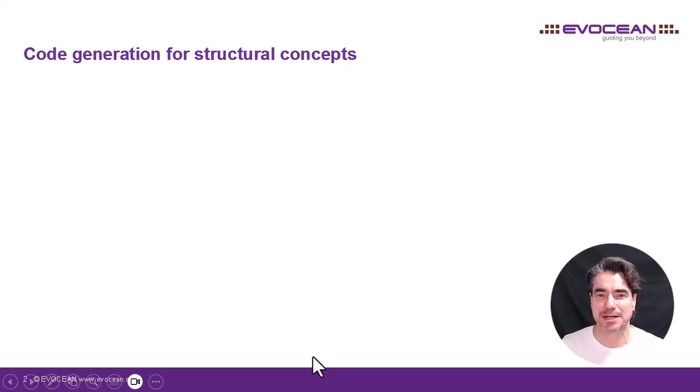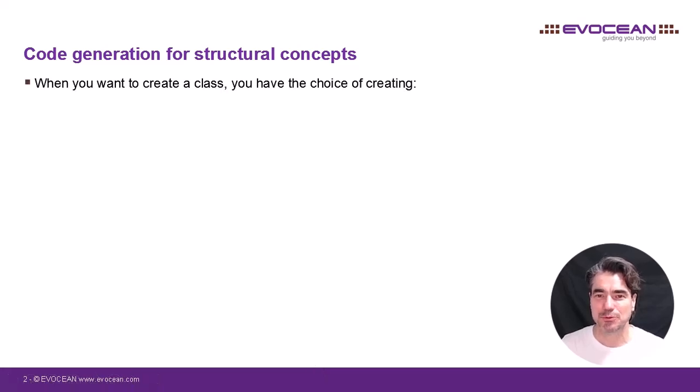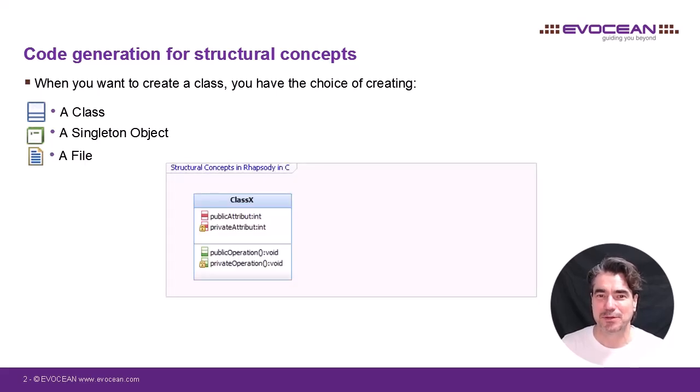When creating a structural concept in Rhapsody, you have three options: class, singleton, or file. A class, the classical construct of object-oriented programming, serves as a blueprint for objects. It allows the dynamic creation and destruction of multiple instances at runtime.